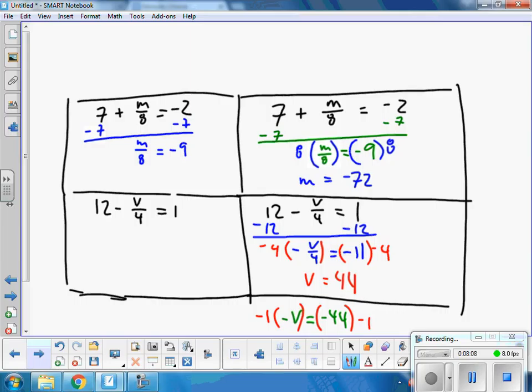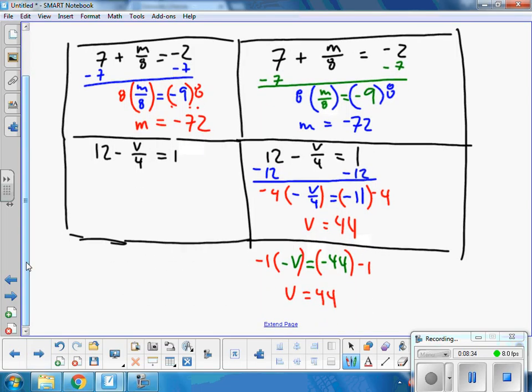So I have m divided by 8, and when I'm dividing by 8, the opposite would be to multiply by 8. And so 8 over 8 equals 1, so I'm left with 1m, and that's what I want. And I have a negative times a positive, so it's going to be negative. 9 times 8 is 72. Let's look at this guy here.